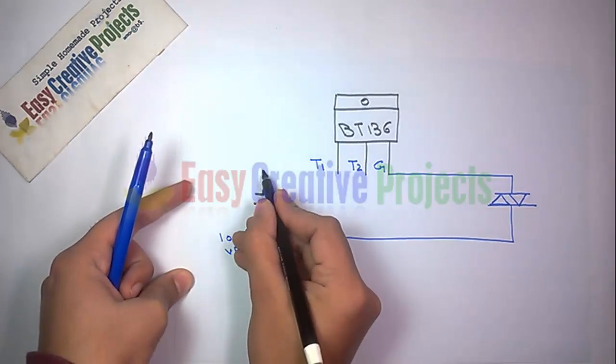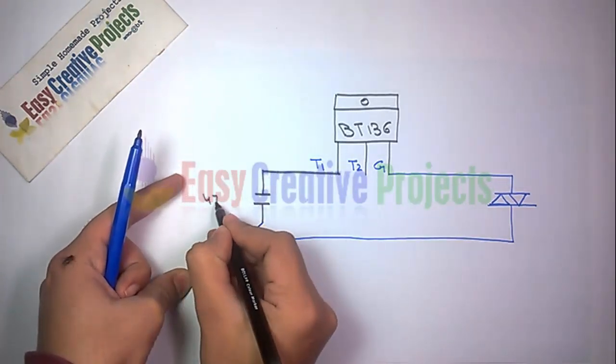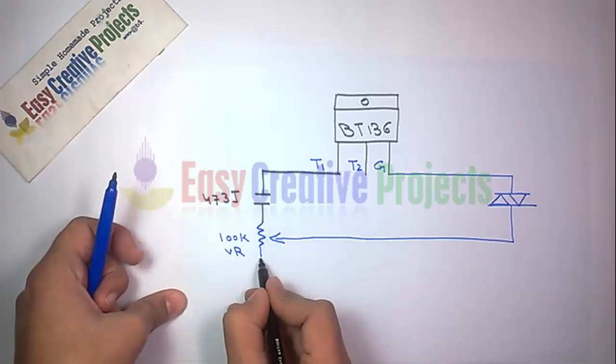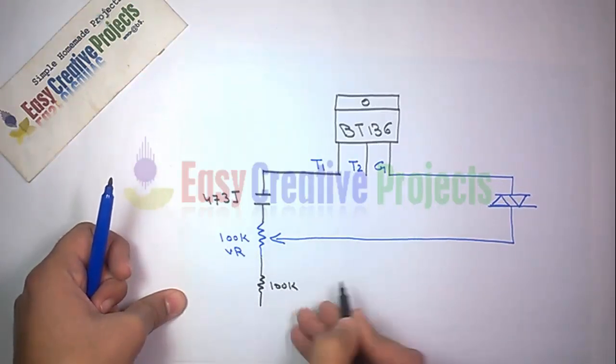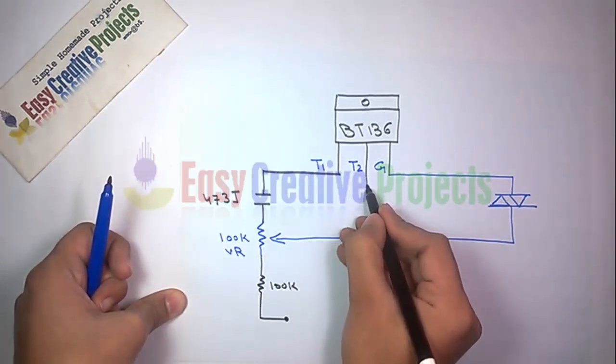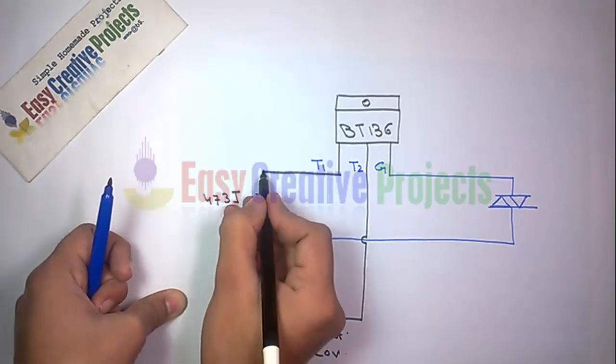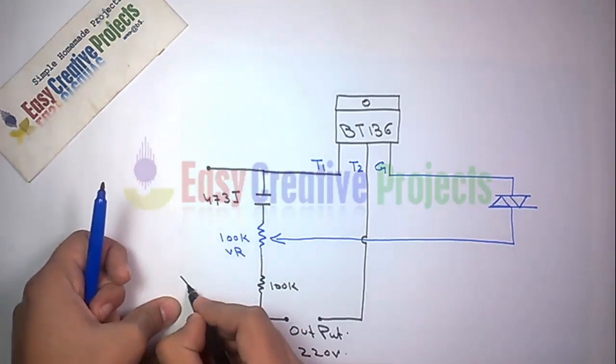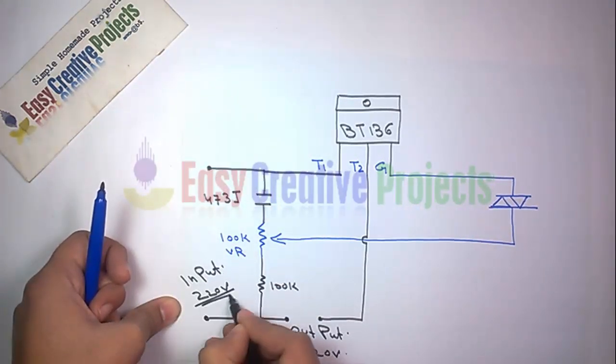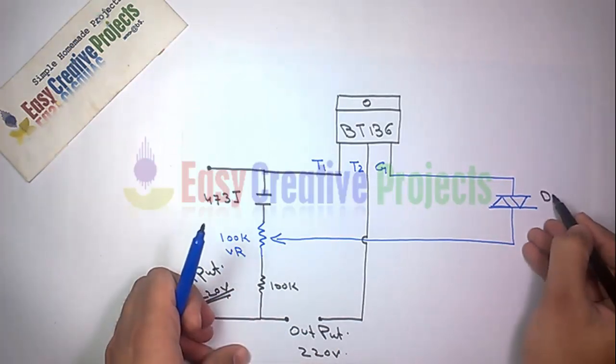Now connect the capacitor with T1 and the variable resistor. Now connect the 100K resistor with the variable resistor and T2, and the second side of the 100K resistor use for output. T1 and the second side of the 100K resistor use for input power supply.